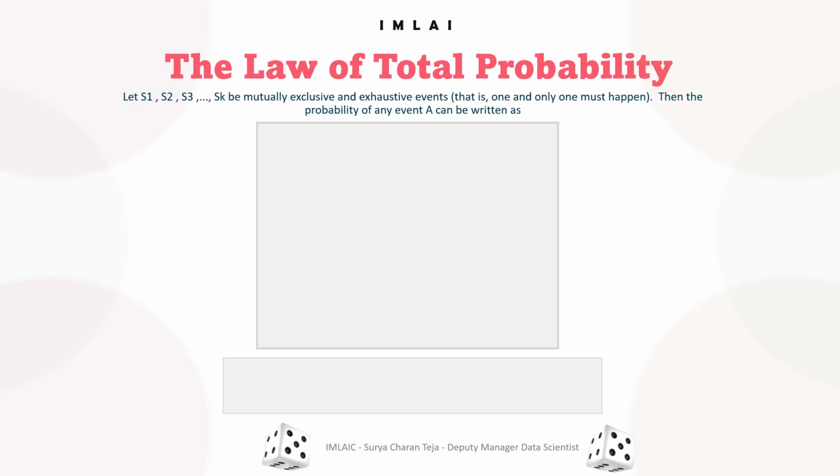So let S1, S2, S3 and so on Sk be mutually exclusive and exhaustive events. Exclusive and exhaustive events, that's one and only one must happen. Then the probability of any event A can be written as follows. Let's take S1, S2, S3 and so on Sk, where each event is mutually exclusive to the others and exhaustive.